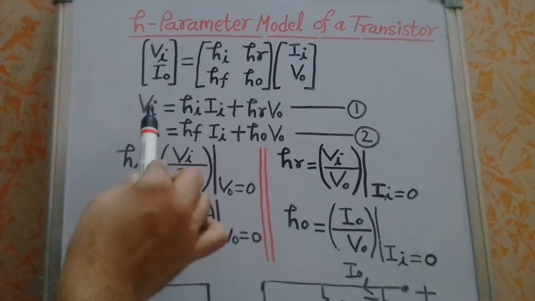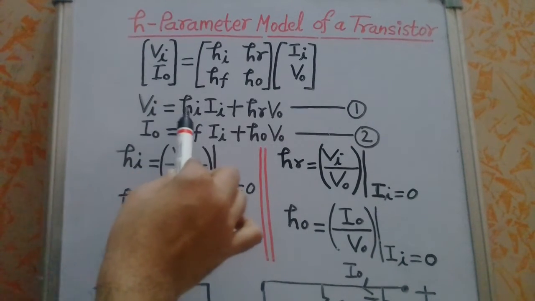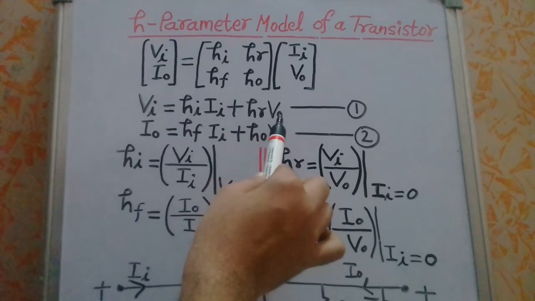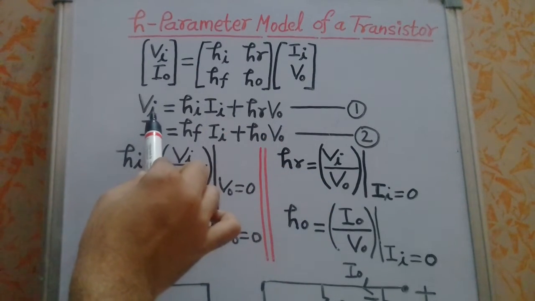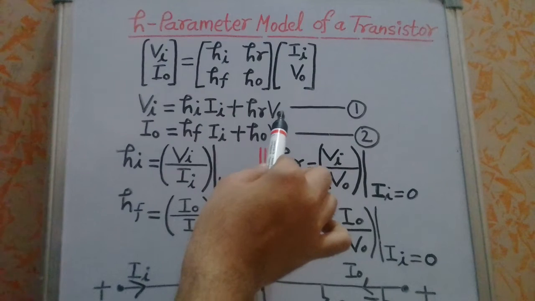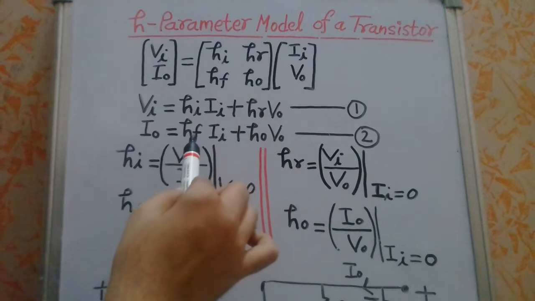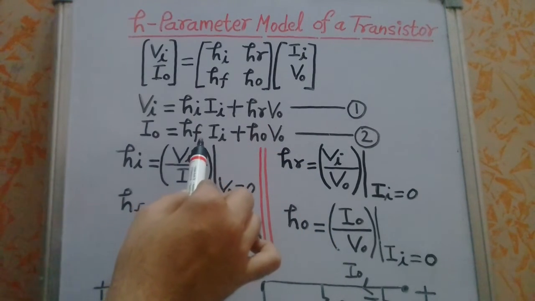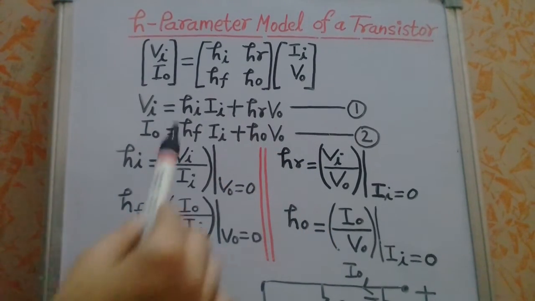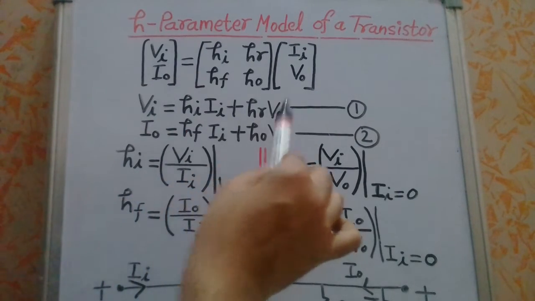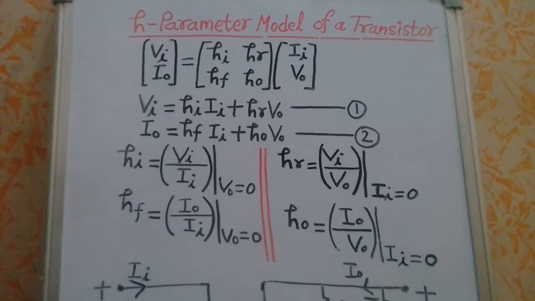Just analyze equation number 1, that is Vi is equal to hiIi plus hrVo. Suffix i indicates input, suffix o indicates output, right? Suffix r indicates reverse, right? Suffix f indicates forward, right? So Vi is equal to hiIi plus hrVo. This is equation number 1.